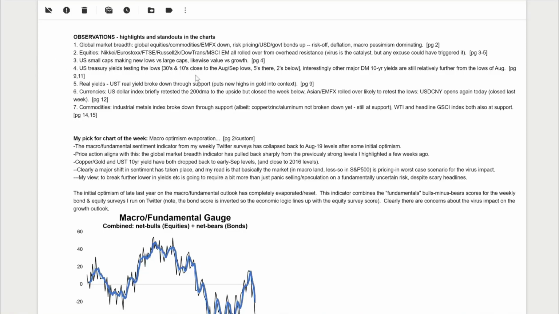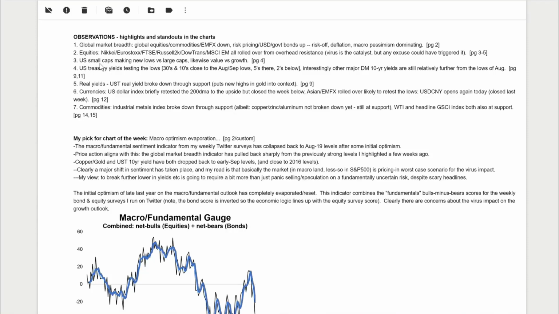Equities: Nikkei, Eurostoxx, FTSE 100, Russell 2K, so small caps, Dow Transports, and MSCI EM. All of those rolled over from, I would say, reasonably significant overhead resistance lines. And so the comment that I put here is that the virus is the catalyst, but when you're brushing up against a major resistance point, any excuse can trigger a sell-off. It's quite a vulnerable point. And by the same token, those resistance lines are good to be mindful of, because obviously if they broke out, then it would be a different story.